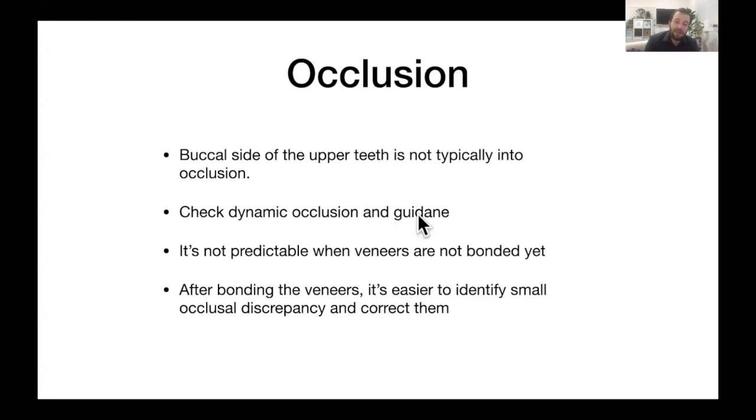So it's a predictable thing to bond upper veneers. Lower veneers, you might have to spend more time to check that you didn't cause any interferences. And after bonding of the veneers, it's easier to identify small occlusal discrepancies and correct them, okay? So this is the occlusion thing.